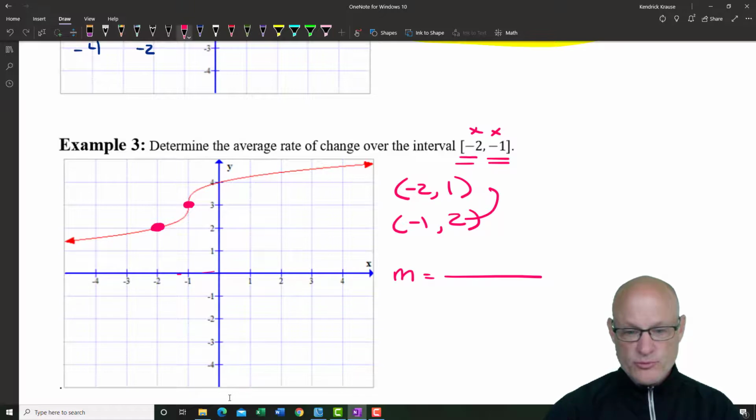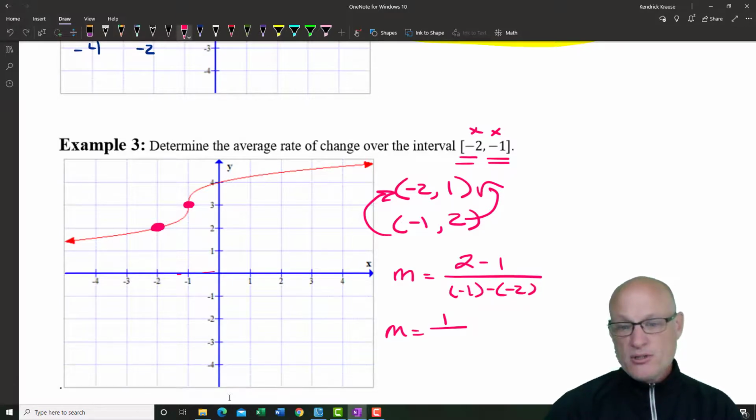Change in y's, 2 minus 1, over change in x's. Go in the same direction. And these are negative, so I'm going to put them in parentheses. Minus negative 2. Well, this turns out to be 1 over negative 2 plus 2, which is also 1, equals 1.